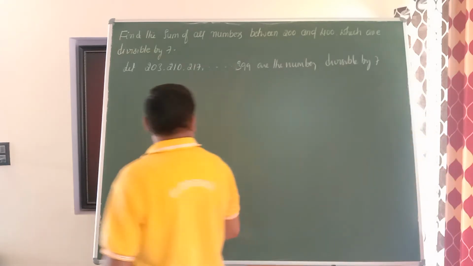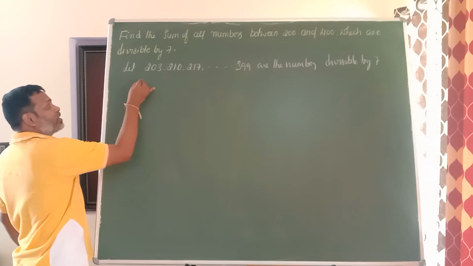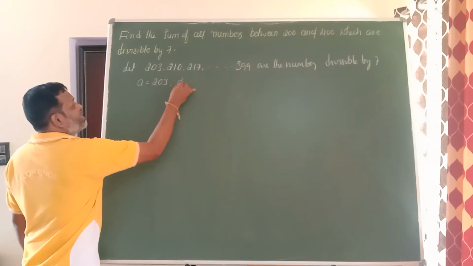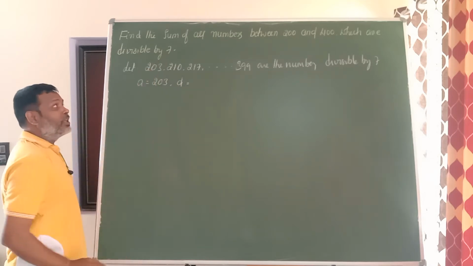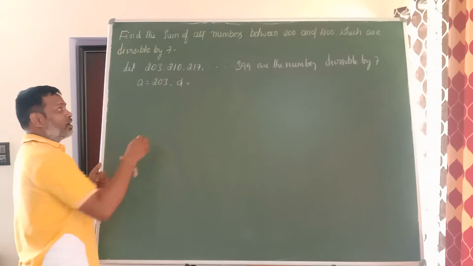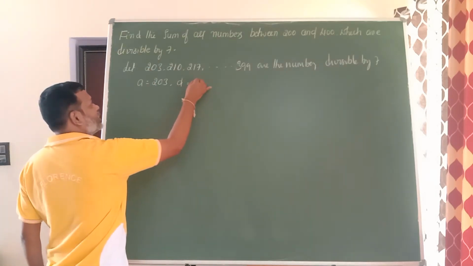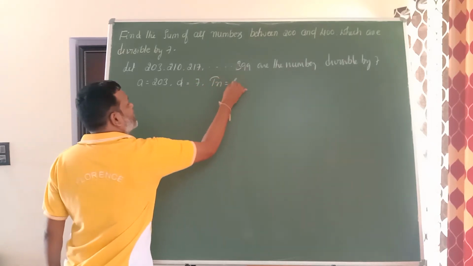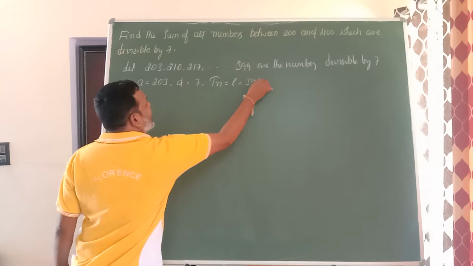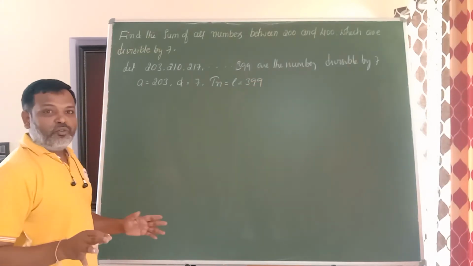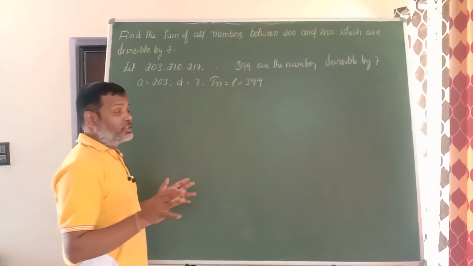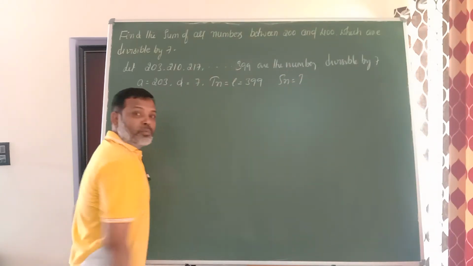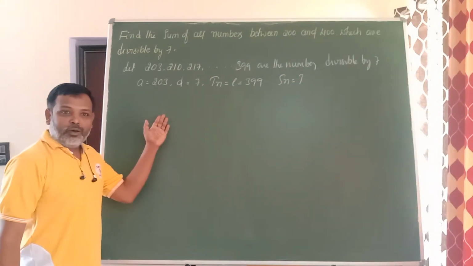Now observe here, from this point of view, I am considering the first term A is equal to 203. D is equal to T2 minus T1, that is 210 minus 203, that is equal to 7. Tn is the last term, L is equal to 399. So now we wish to find the sum of all the terms, that means Sn is the question mark. Got my point? Now look here.